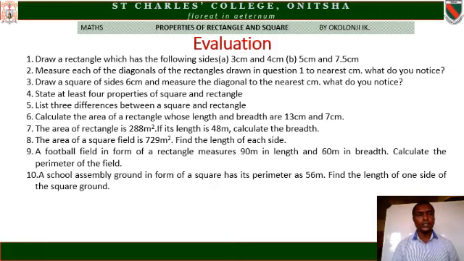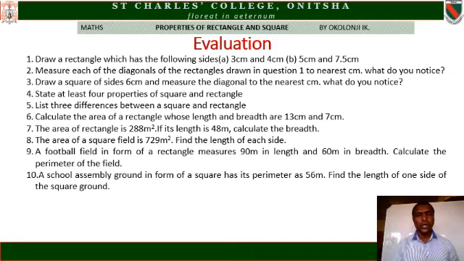Number 3 question. Draw a square of size 6 centimeters and measure the diagonal to the nearest centimeters. What do you notice? Number 4 question. State at least 4 properties of square and rectangle. 5. List 3 differences between a square and rectangle.